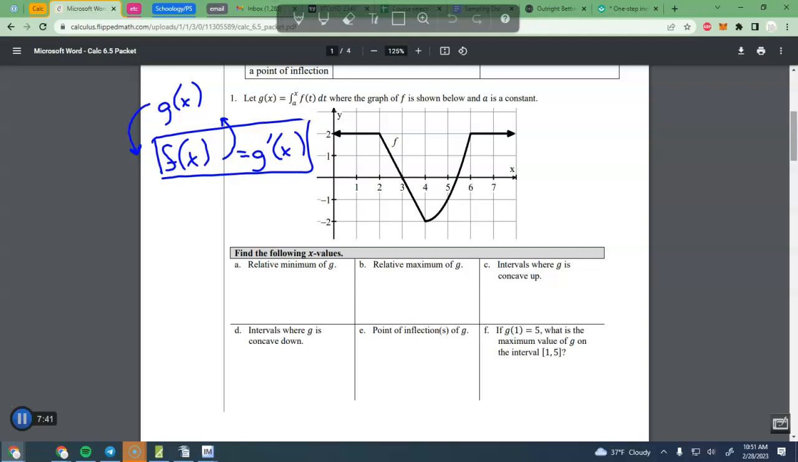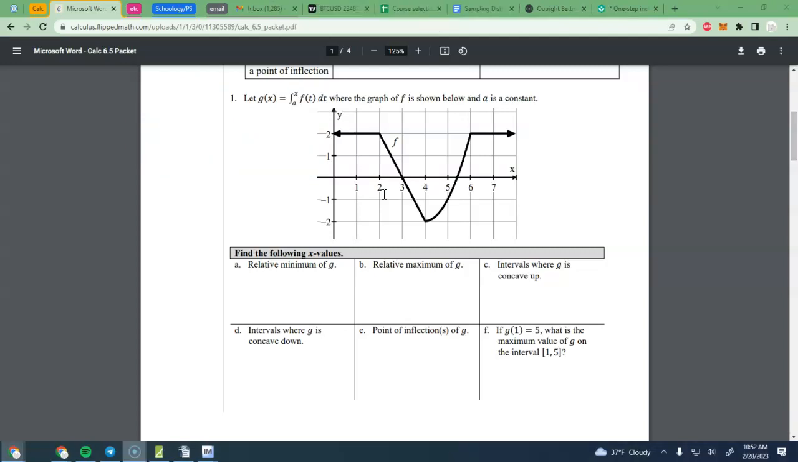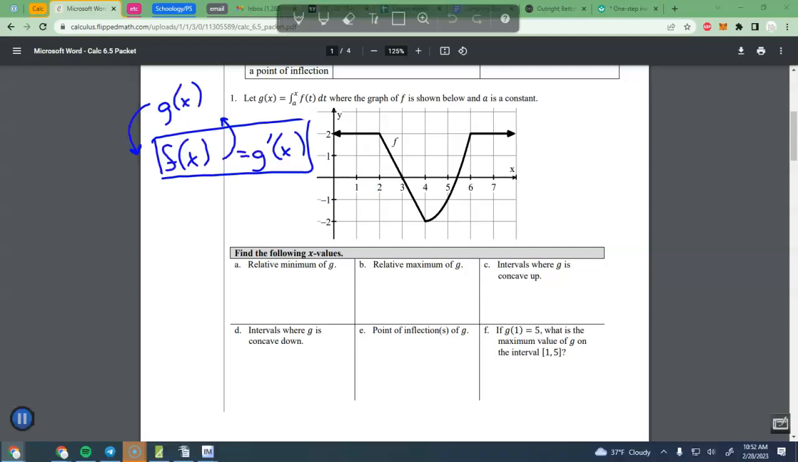So I wrote it up over here two ways. There's lowercase g and there's capital F. These are saying the same thing, just with two different letters. So the main idea here is you have to understand that we are looking at f. They don't ask us anything about f. It's all g. So we have to know that f is really g prime. And that we are looking at a graph of the derivative.